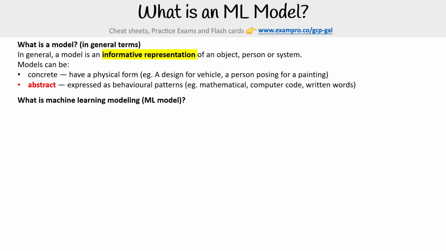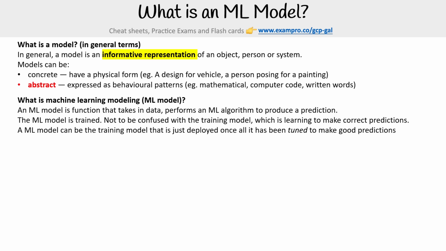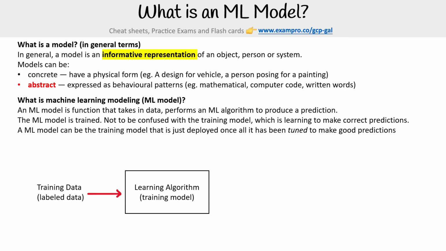So what is a machine learning model then? An ML model is a function that takes in data and performs a machine learning algorithm to produce a prediction. The machine learning model is trained, not to be confused with the training model, which is learning to make correct predictions. An ML model can be the training model that is just deployed once it has been tuned to make good predictions. So normally you'd have training data, let's say labeled data, and here you are going to have your learning algorithm and you're going to put it through training. So that's your training model.